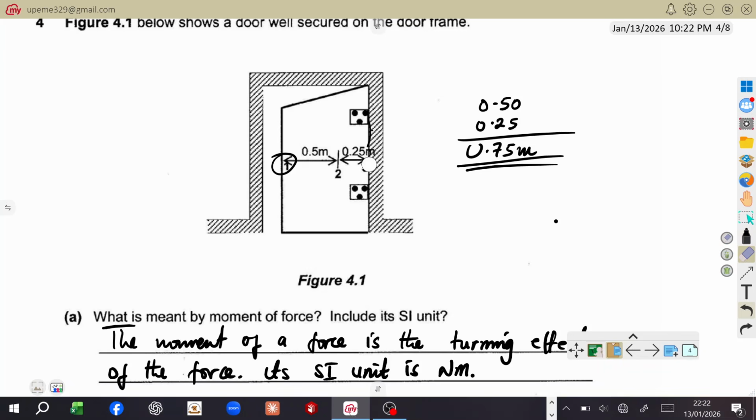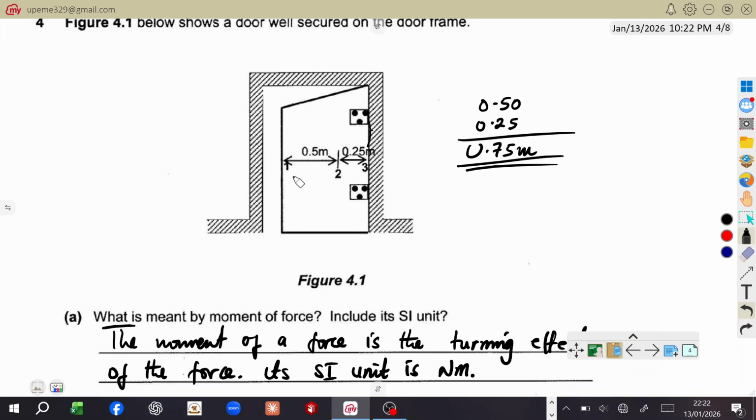So let's reason. Science requires us to reason. Equally, you think, why is it easier to open the door when the handle is fixed here than at 2 or 3? Like in reality, have you ever seen a door with a handle just placed close to the hinges here? Have you ever seen that? And have you wondered why they don't do that? It is because of moment.